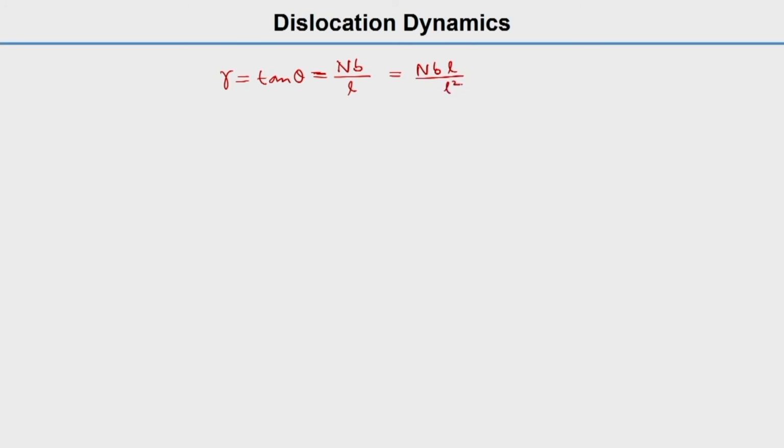NBL divided by L square. We are multiplying L both above and below, and we should know that the number of dislocations per unit area divided by L square will give us the dislocation density rho. That is the dislocation density.